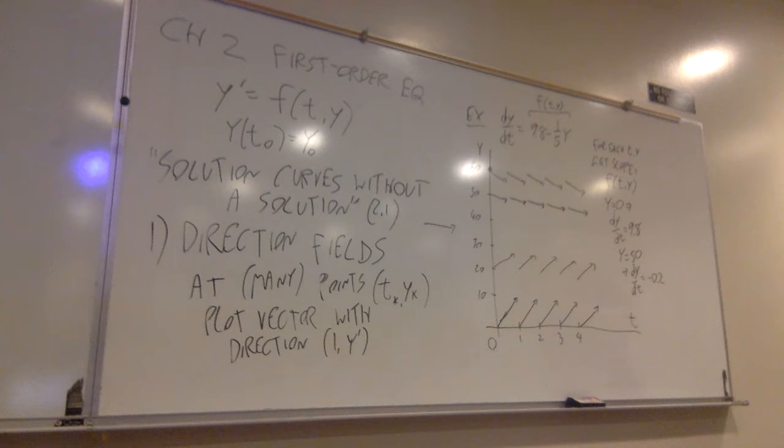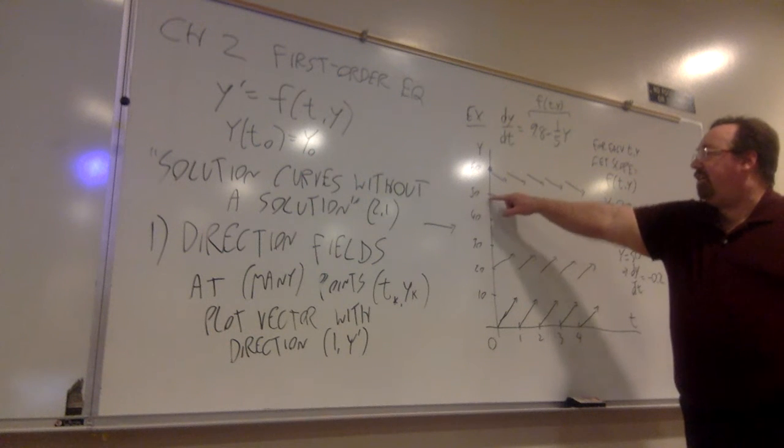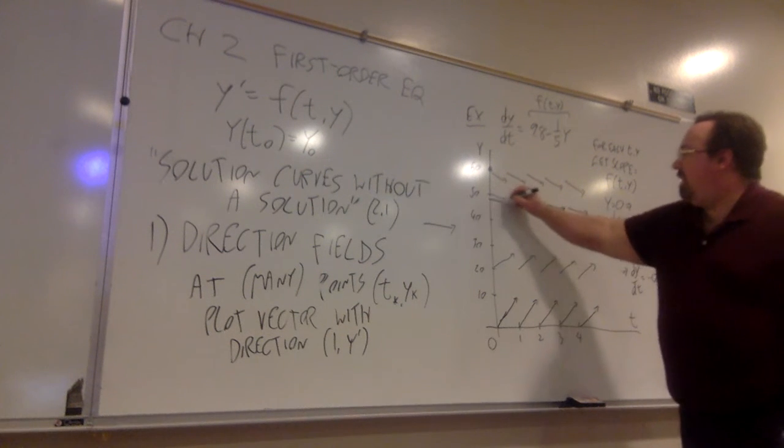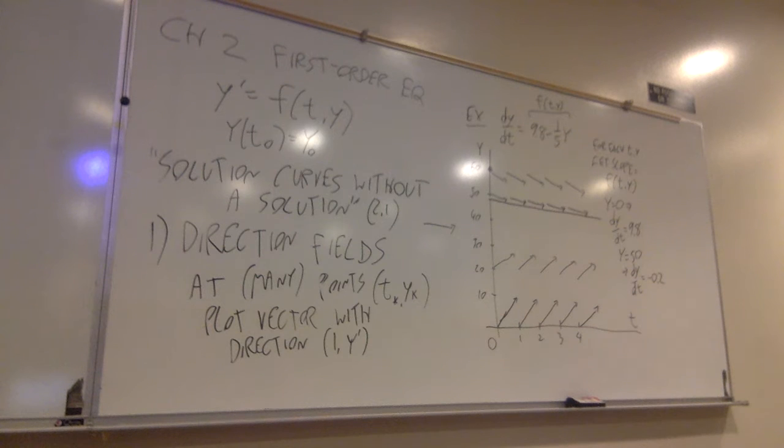If y naught, the initial value, is equal to 49, dy dt is going to be 0. So the solution will be, if I pick it right here, it's going to be a constant. The solution will start at 49 and it'll stay at 49 forever. Just because the slope is not going to depend on t. In fact, the slope's not going to depend on anything. It's always going to be 0.